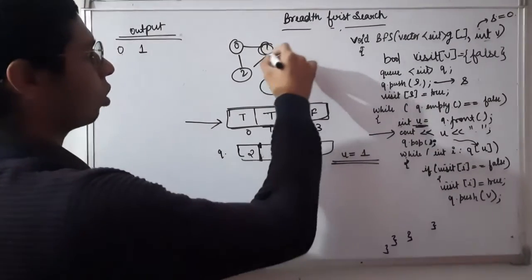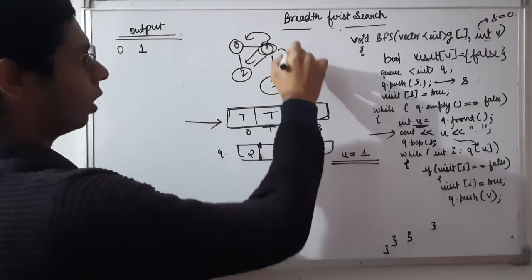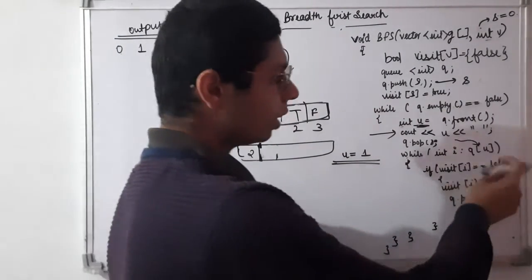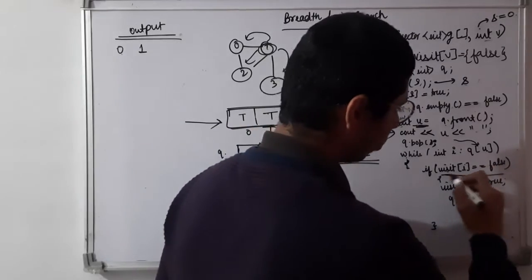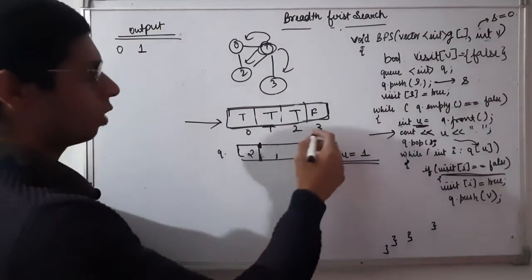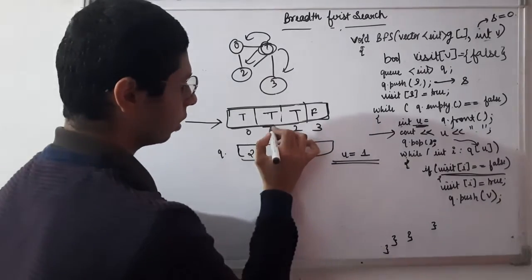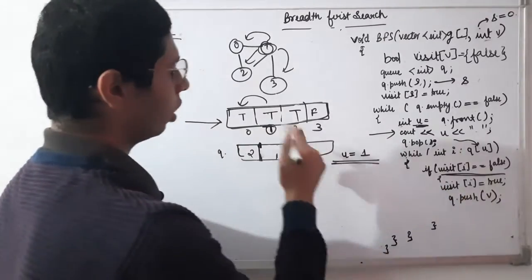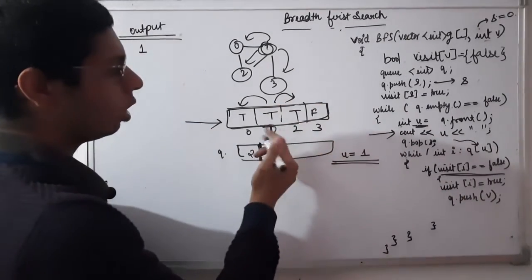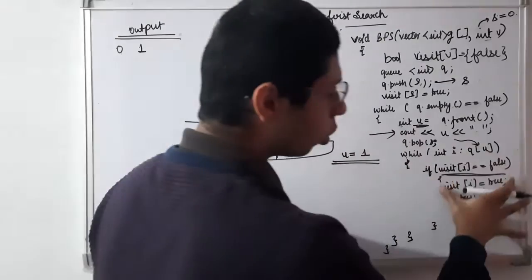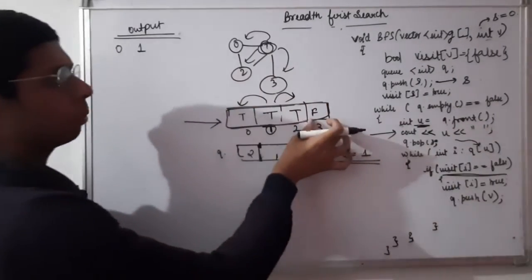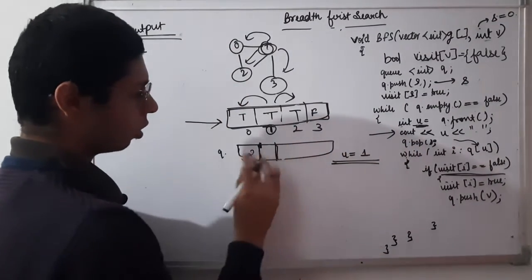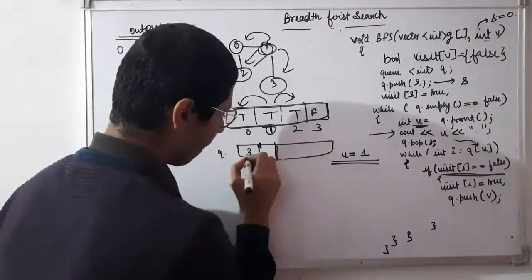What are the adjacents of 1? 0, 2 and 3. But it will not go into this condition for 0, because visited[i] is already true, and not for 2 because it is already visited. It will only go into this case for 3, because visited[i] equals false only for 3. So now our queue will look like 2 and 3.